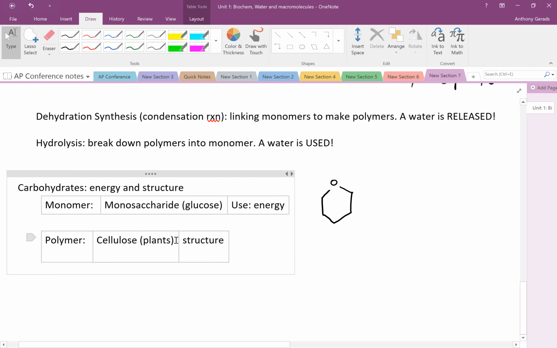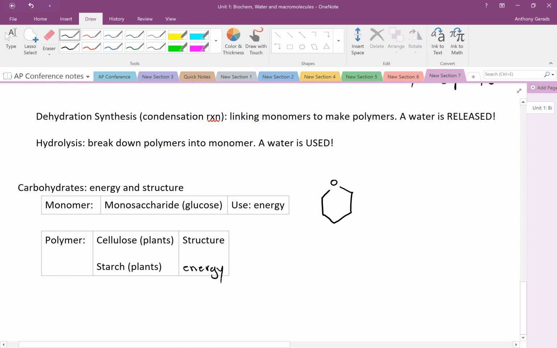So we've got cellulose. We also have starch, which is also going to be in plants. The starch is going to be for energy. Plants need energy too, so they store starch. What do you generally associate with foods that are high in starch? Potatoes. Yep, your potatoes. Potatoes are very high in starch.